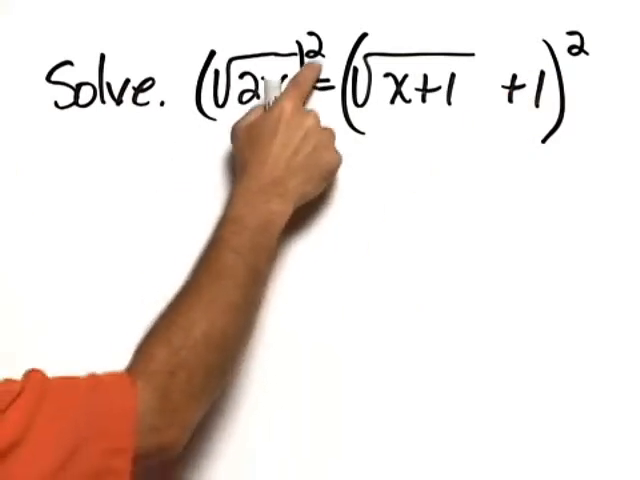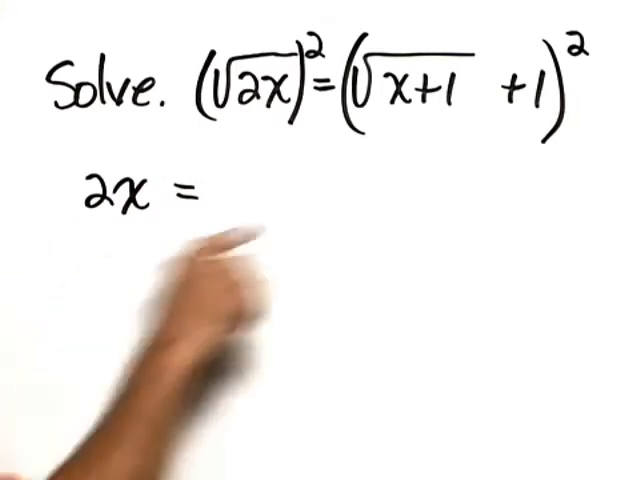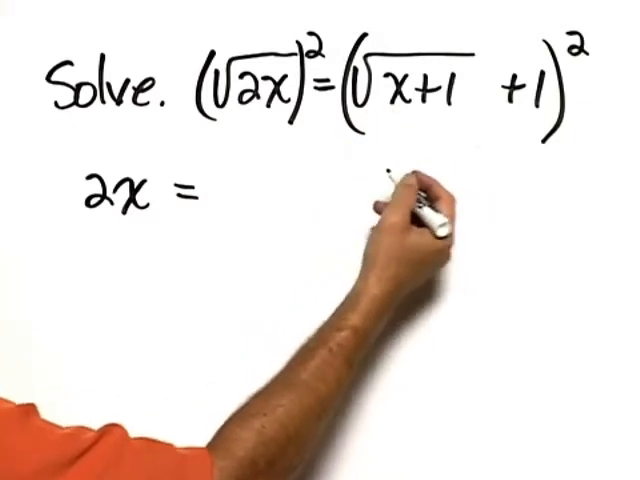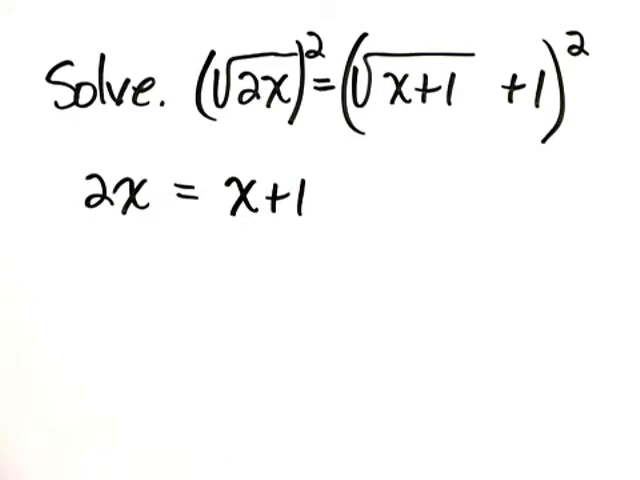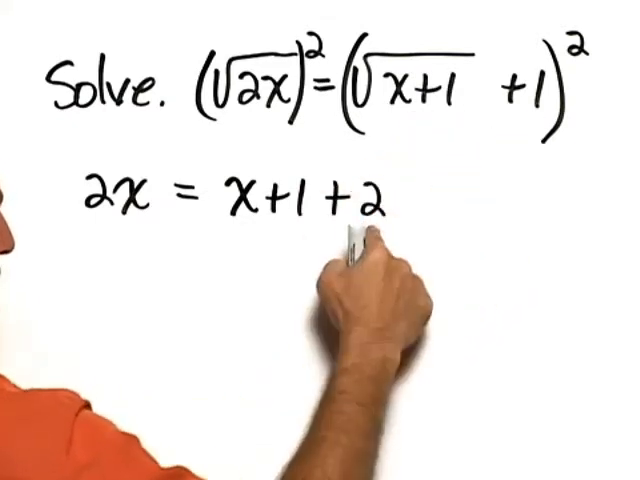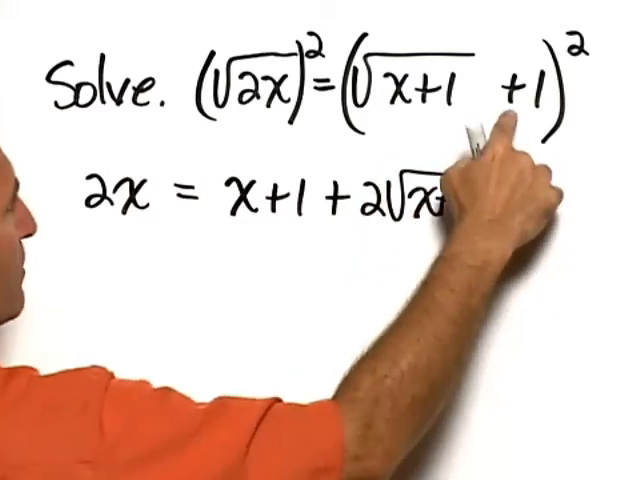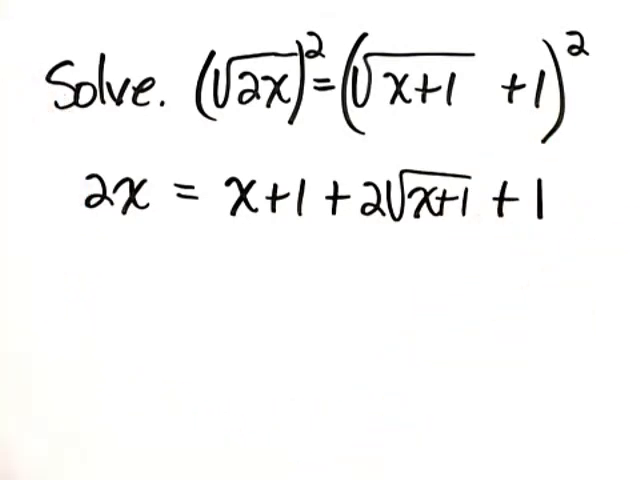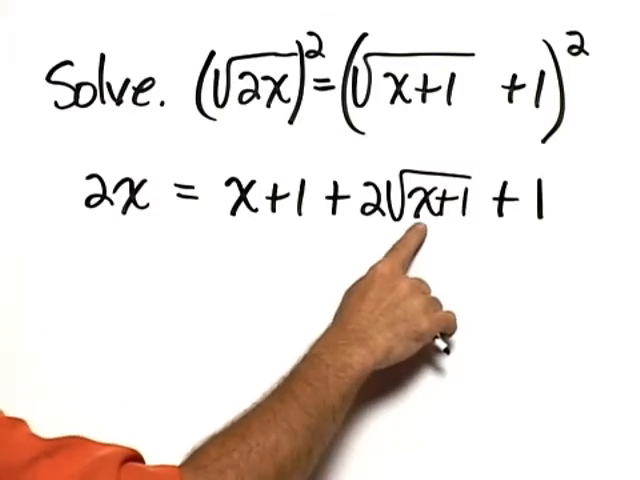Now, the square root of 2x squared is 2x. On the right-hand side, we have a binomial squared. So we have the square root of x plus 1 squared. Well, the square root of x plus 1 squared is x plus 1. Then we have twice the product here, so that would be 2 times 1, which is 2, times the square root of x plus 1, plus the second term squared. 1 squared is 1.